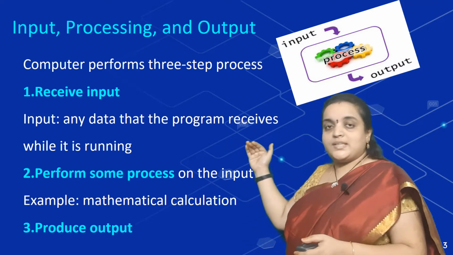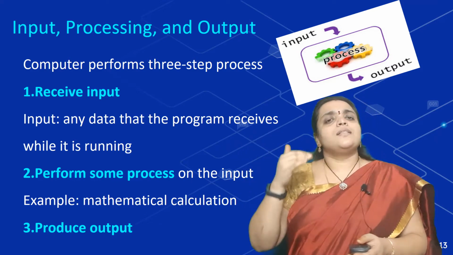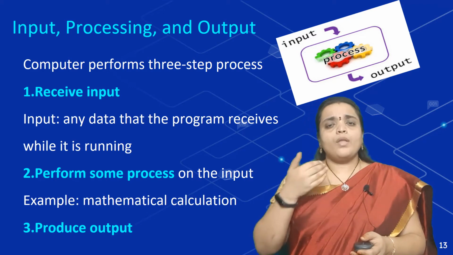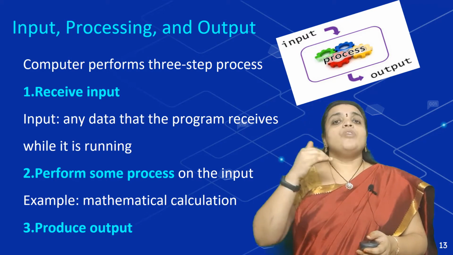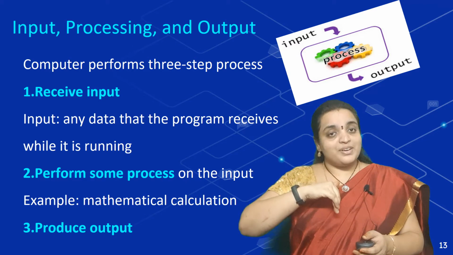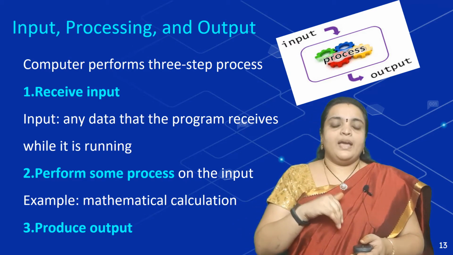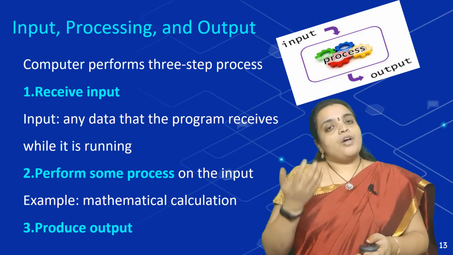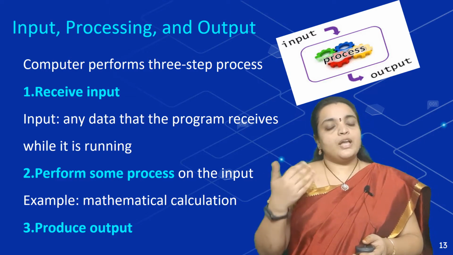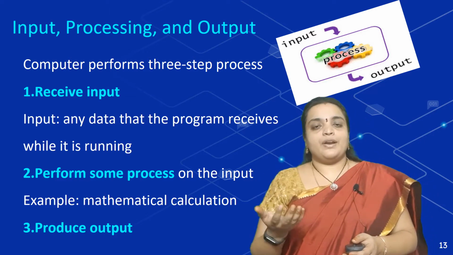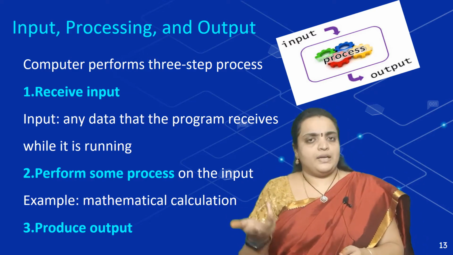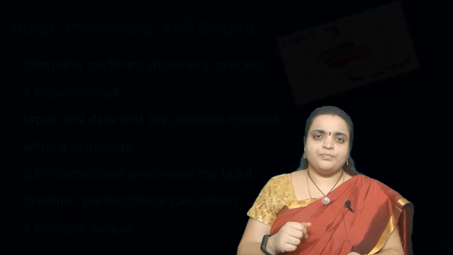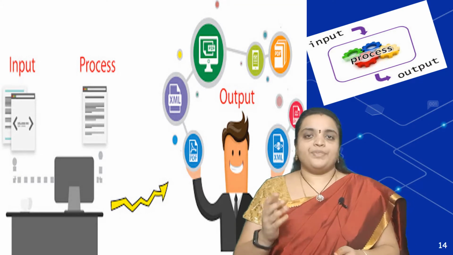Input, processing, output. So, it is a 3-step process. Input is the data which the program receives while it is running. In the prompt, we are giving the input. Then, we perform some processing on it. Then what will happen? We will generate an output through the printf statement. Is that clear, students? Yes.